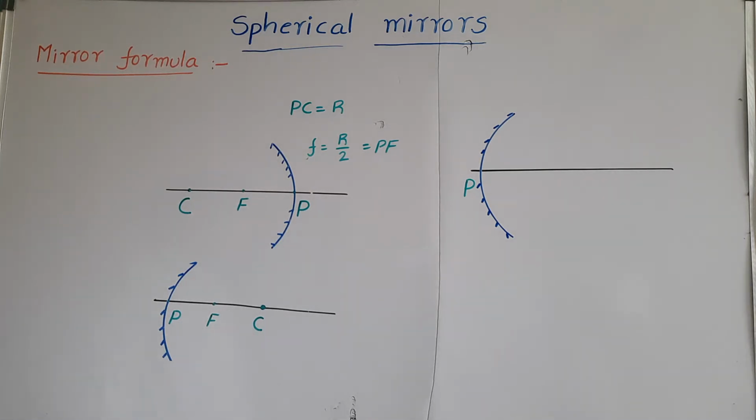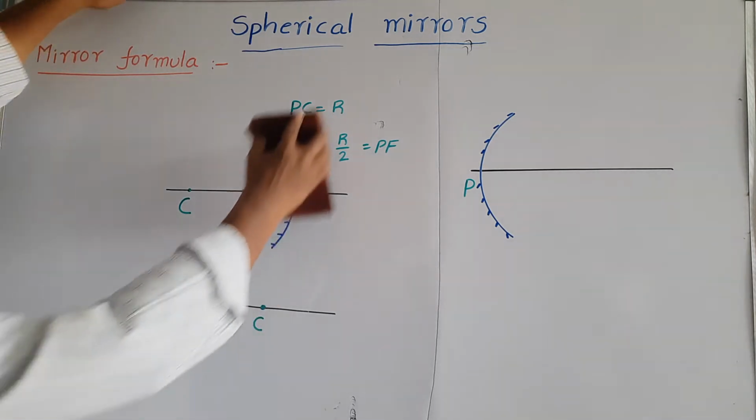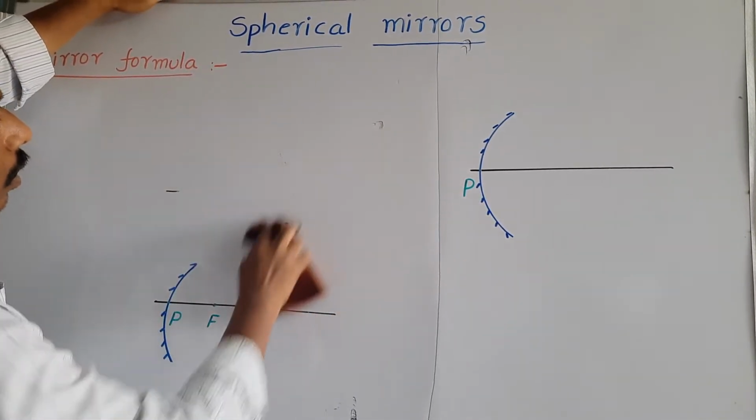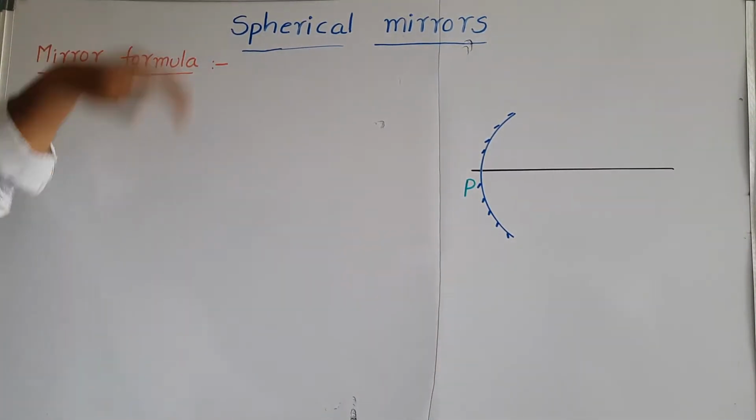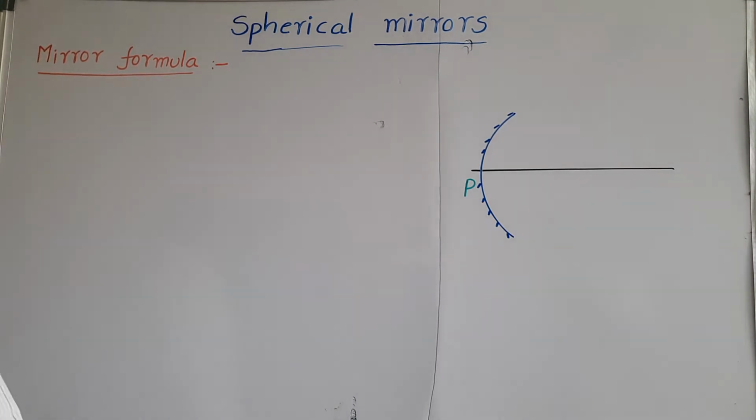Now I derive the mirror formula. Another name for the mirror formula is the u-v-f relation, the relation between u, v and f. u stands for object distance, v stands for image distance, and f stands for focal length.